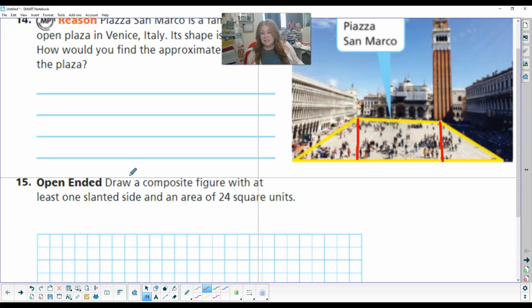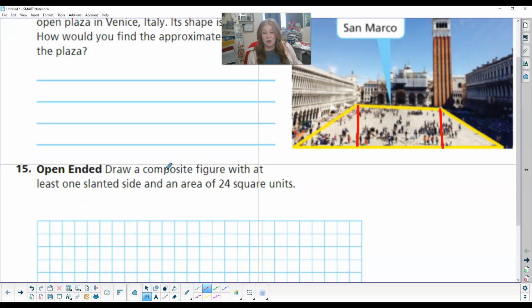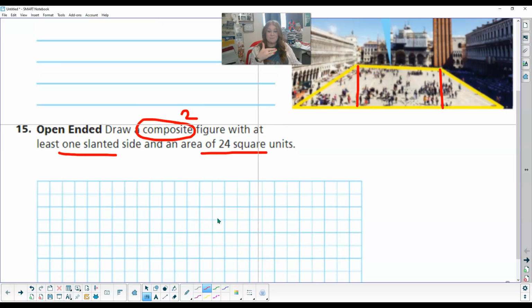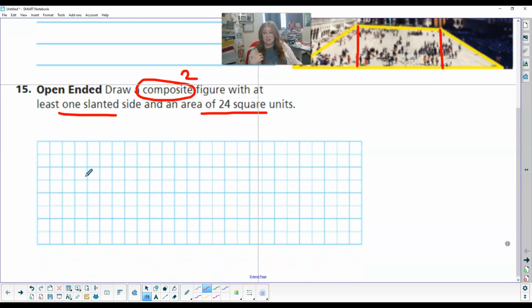Okay, so number 15, you are going to draw a composite figure. That means at least two shapes put together. So it needs to be either a four-sided shape or a three-sided shape, which is what we know how to find. It has to have at least one slanted side. So composite, it's got to have at least two shapes, one slanted side, and when you're done, the area should be 24 square units. So you're going to want to break it up, like we did up here, and measure it out using the squares as your guides.